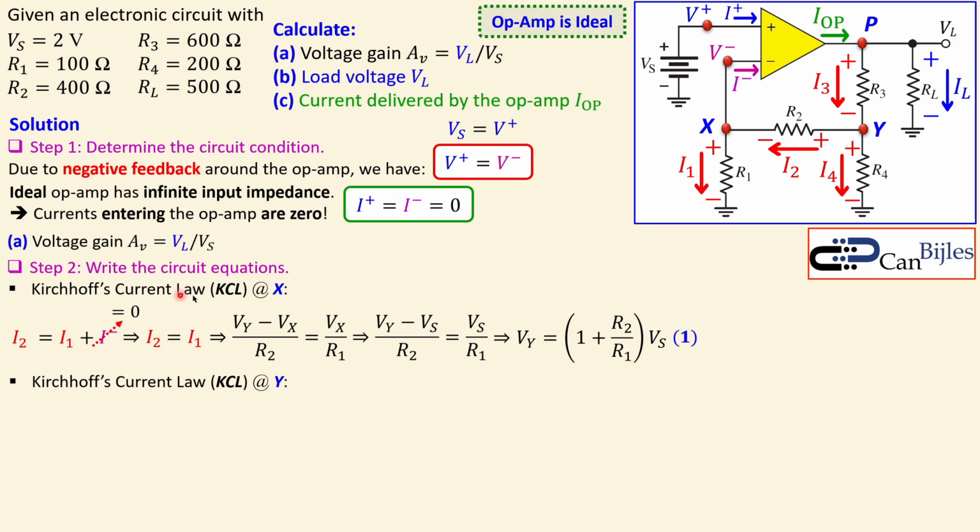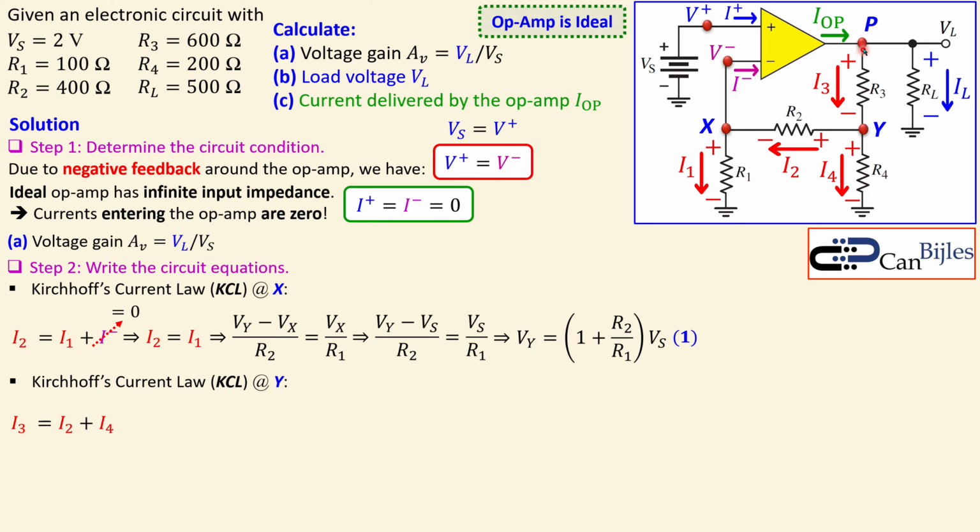Now Kirchhoff's current law again, but done in this case for node y. So KCL at node y. What we see is I3 will split into I2 and I4. That's actually shown here. Again, we will express each current using Ohm's law by voltage over resistors.